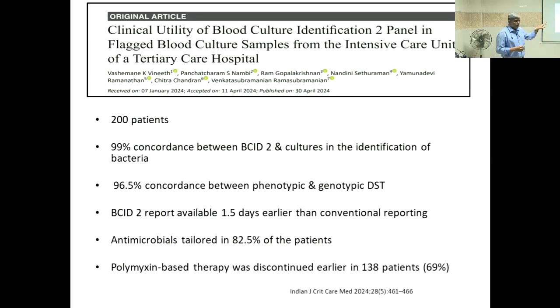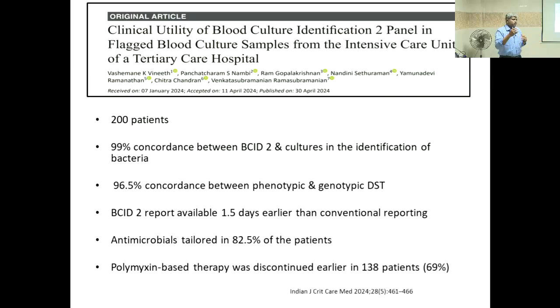This is our publication on this rapid blood culture identification, the BCID2 panel, with around 200 patients analyzed. And we found a 99% concordance between our molecular testing and the traditional testing. And for drug susceptibility testing, it is 96.5% concordance, between what the traditional report says and what the molecular report says. The report was available 1.5 days earlier.